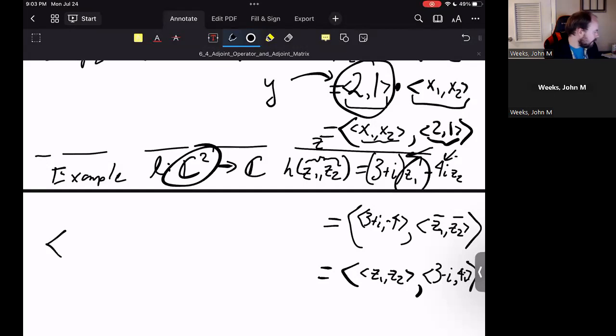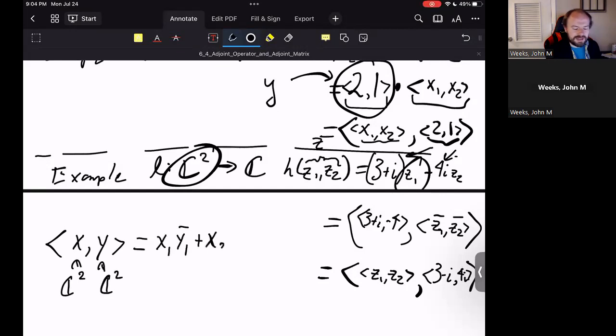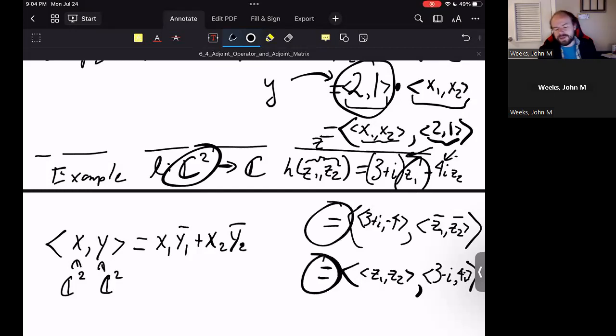Remember that the way that that works is that if you have the vectors x and y, where x and y are both inside of C2, then this inner product works by saying you take x1, y1 bar plus x2, y2 bar. So that's what's happening right here and right here. That's why you're starting to see some bars appear over that second argument of the inner products there.